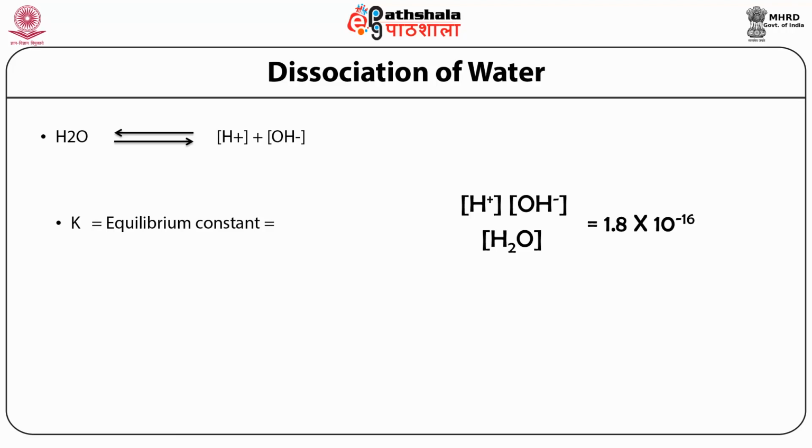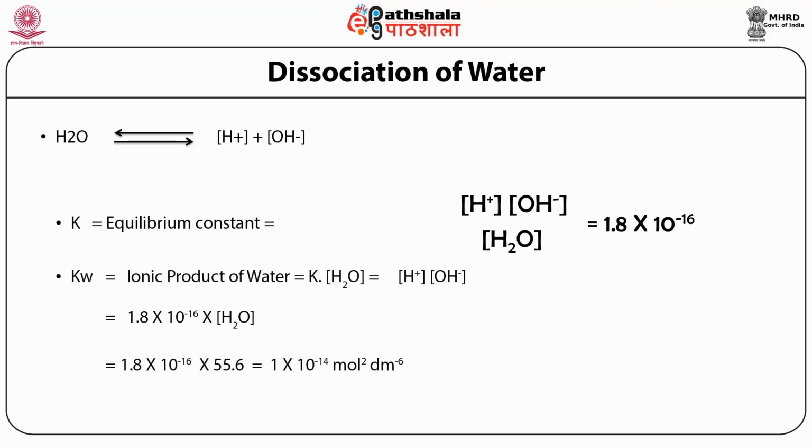Based upon this, since the concentration of water is constant, and if it is multiplied by the equilibrium constant, a new constant is written as the ionic product of water, denoted by Kw, which is equal to the equilibrium constant multiplied by the concentration of water. I may tell you that the concentration of water even after dissociation remains constant, and once we say concentration of water, I am talking about the undissociated water molecule.